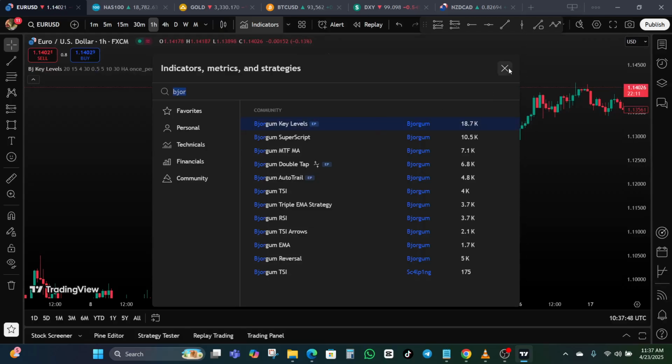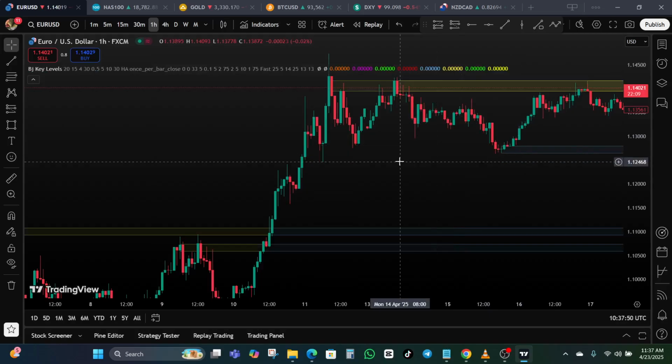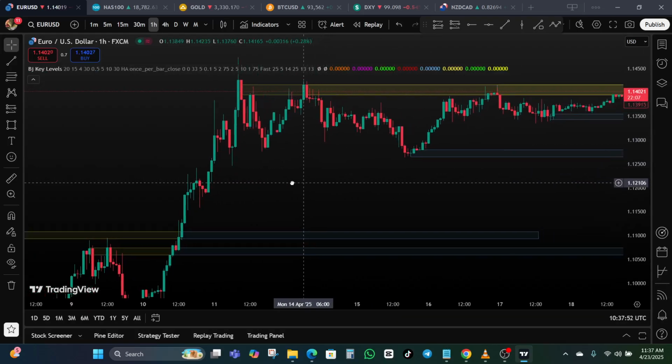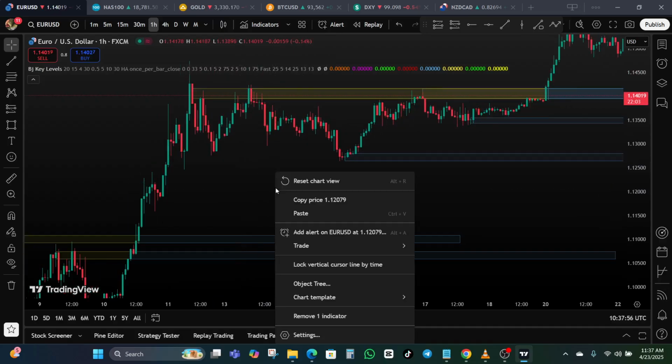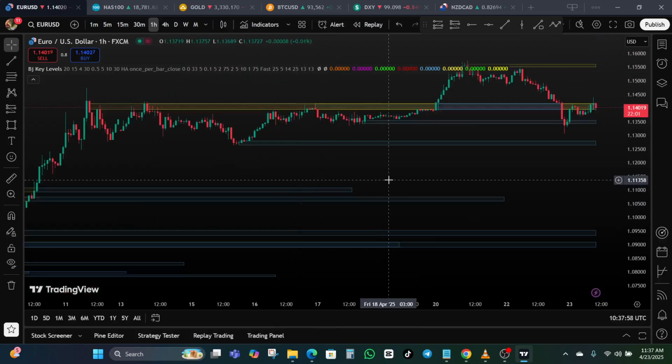I hope I did. So this is the indicator we're going to be looking at in this video. As you can see, it is a key levels indicator. Basically, the indicator helps you to identify key levels on the charts. It's very straightforward, right? This is the indicator we're going to be using as the foundation of this strategy.